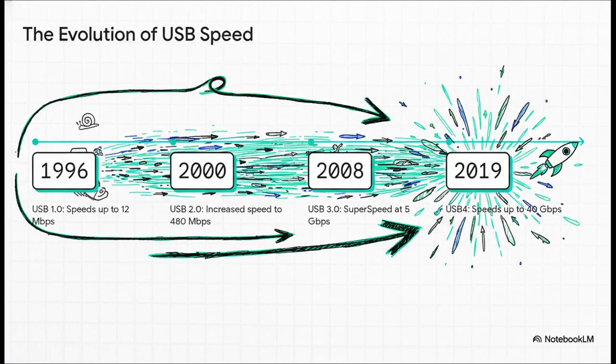It's absolutely mind-blowing. Back in 1996, the first USB moved data at a sleepy 12 megabits per second. Fast forward to today, and USB 4 can hit 40 gigabits per second. To give you some perspective, that's over 3,000 times faster. That's the difference between waiting a few minutes to download a single song versus downloading an entire 4K movie in just a couple of seconds.